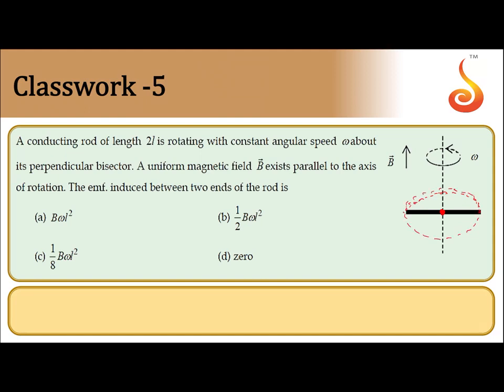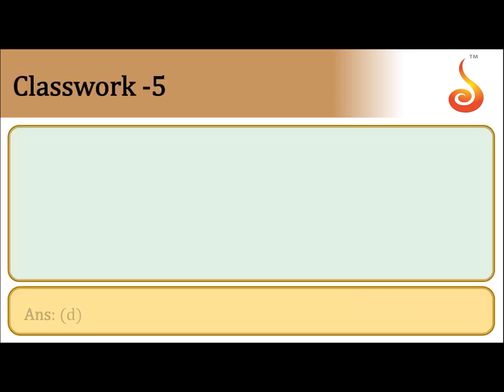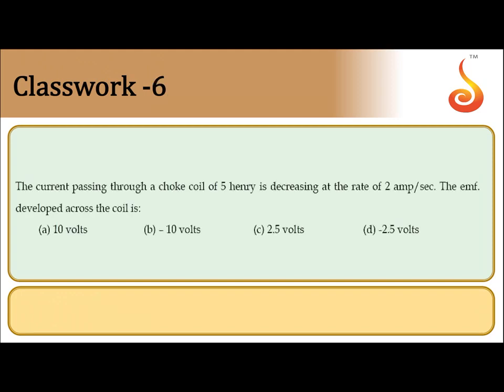So at any point during its rotation, if you see, the flux linked with the rod is same. So it is not changing. Since it is not changing, there is no change of flux. So d phi is equal to 0, and we know that E is equal to d phi by dt. So that also becomes equal to 0. So it should be option D. Yes, we shall move on to next one.